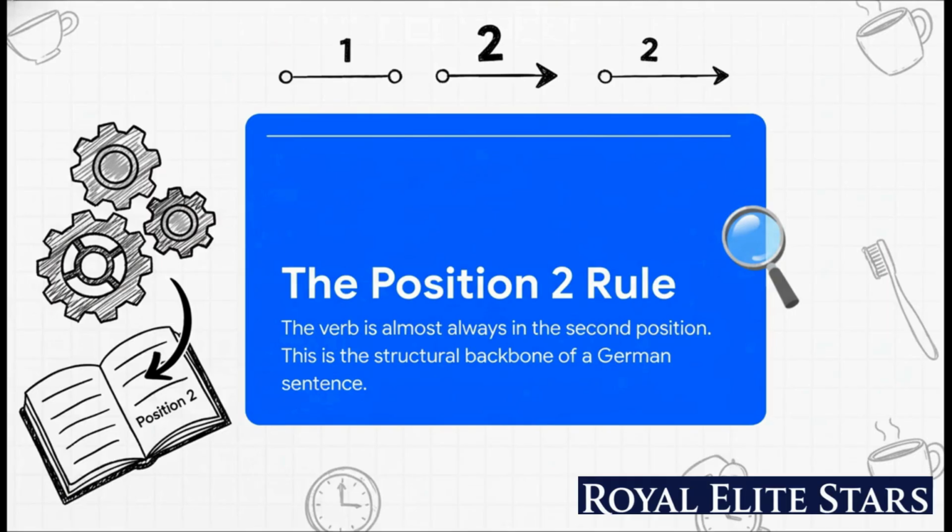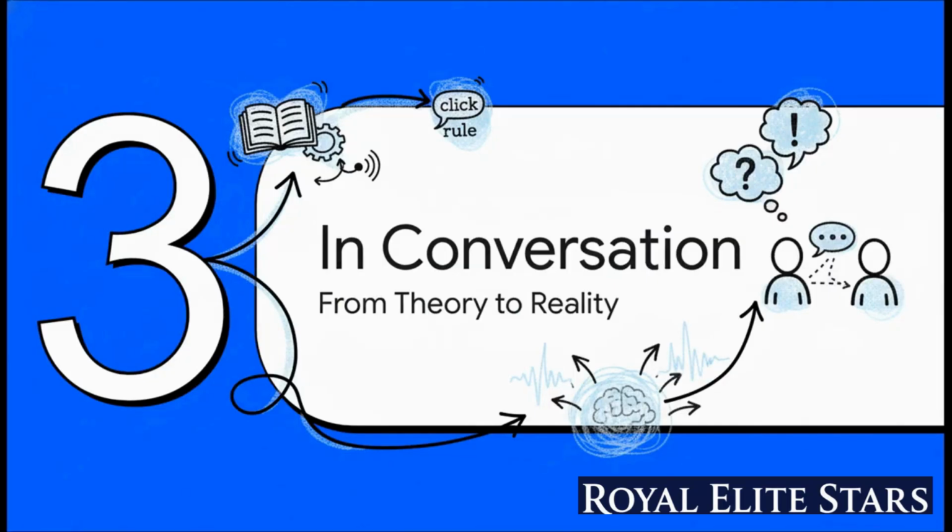A verb is almost always in position 2. This isn't a suggestion. It's the structural backbone of a German sentence. See, German isn't random. It is highly structured. And when you master this one rule, you start to feel like you're in the driver's seat. You're controlling the language, not the other way around. Okay, so we've got the theory down.